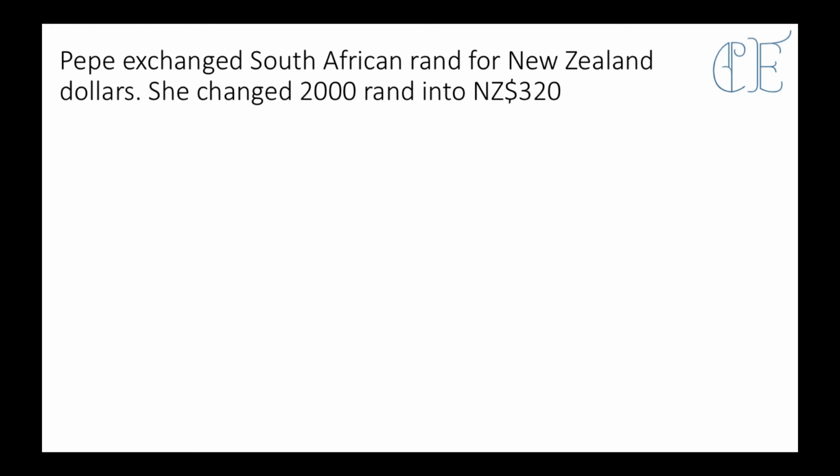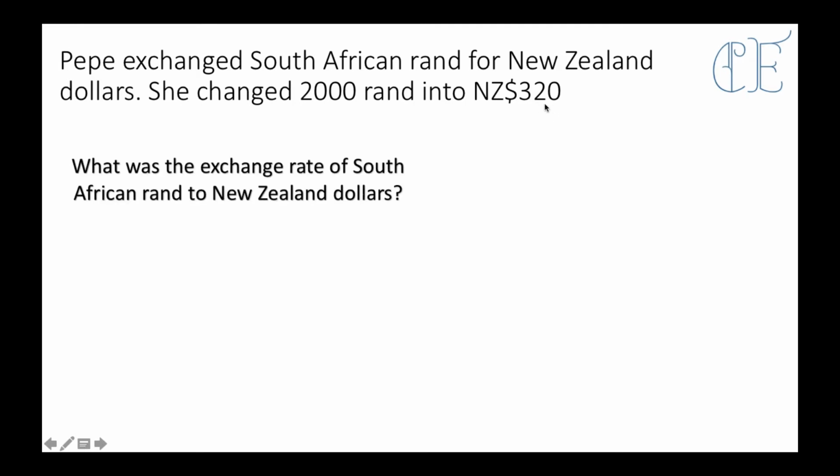Okay, so Pepe exchanged South African rand for New Zealand dollars, and she changed 2,000 rand into 320 New Zealand dollars. Okay, so she took her 2,000 South African rand and she changed it into 320 New Zealand dollars. What was the exchange rate of South African rand to New Zealand dollars? Okay, so I don't know what $1 was worth or 1 rand. I just know that 2,000 rand is equal to 320 New Zealand dollars.